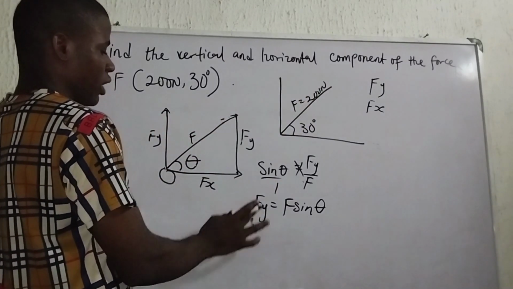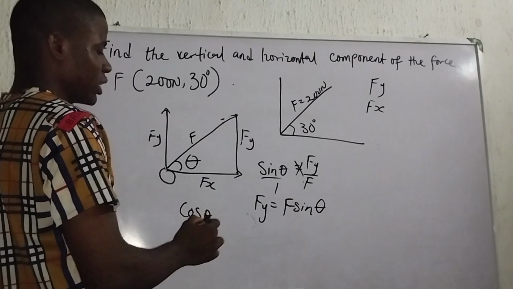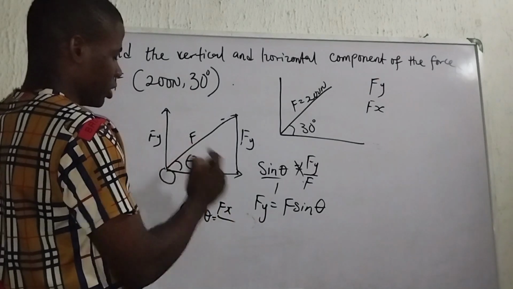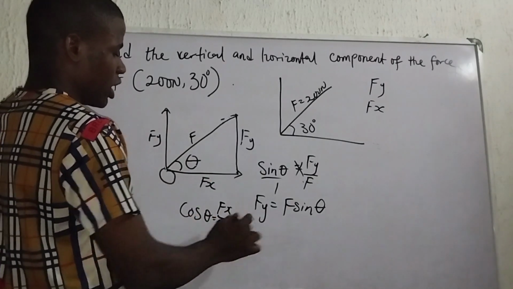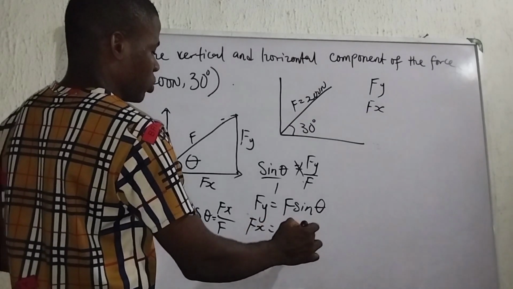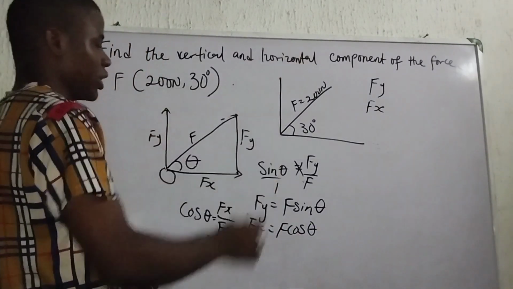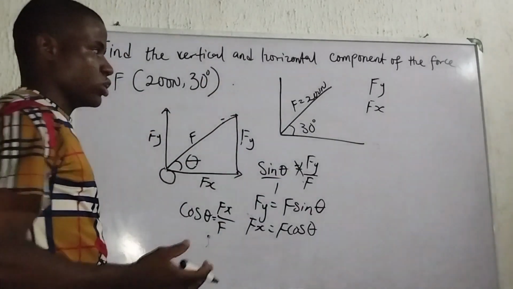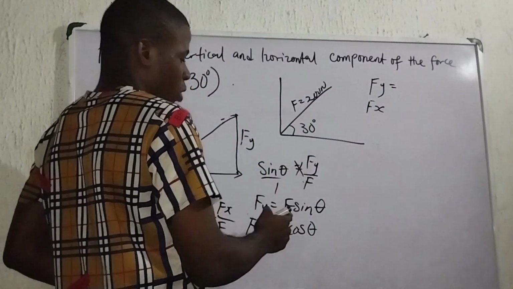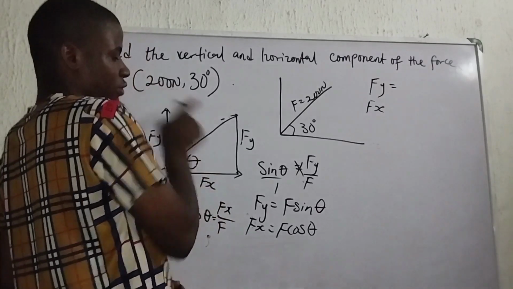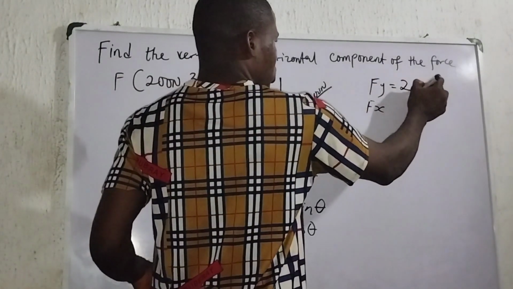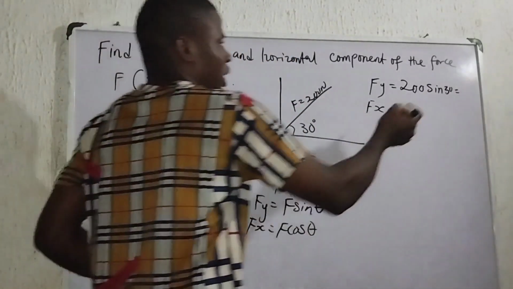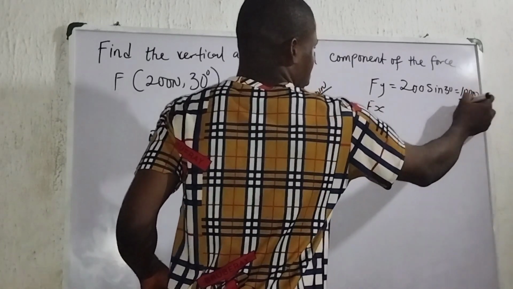Now what of Fx? If we say cos theta, adjacent over hypotenuse. Adjacent is Fx, so cos theta equals Fx over hypotenuse F. If you cross multiply, you get that Fx is equal to F cos theta. So let's move up there, since we are assuming that this 30 degrees is to the horizontal. Now we have that Fy is F sine theta. The force F is 200 Newton, so I'm having 200 sine 30. Sine 30 is 1 over 2. 200 times 1 over 2 will give you 100 Newton. I hope it makes sense.